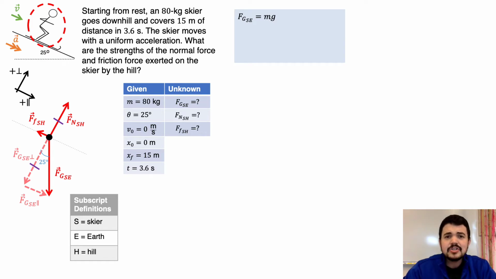Let's find that gravitational force first. We have our gravitational force law, which relates the mass of the object and the force felt by that mass in a certain gravitational field, with the law shown there. Gravitational force on the skier by the earth is equal to mass times the Earth's gravitational field strength. The mass of the skier is 80 kilograms.